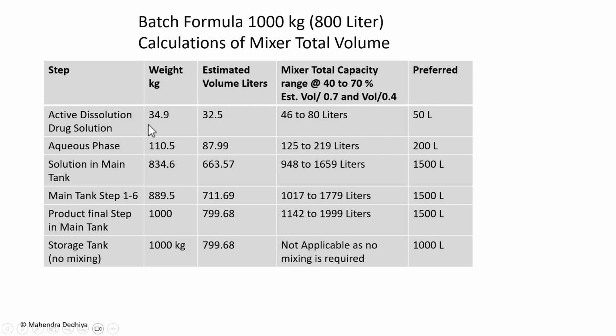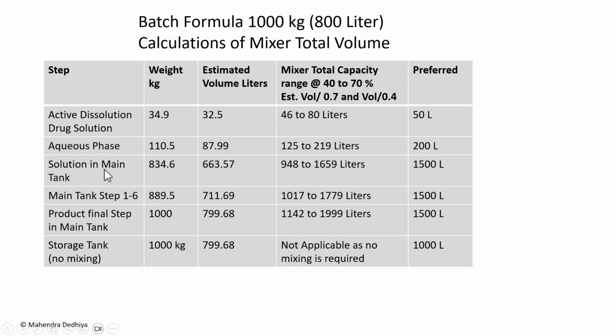Weight at active dissolution is 34.9 kilos. Estimated volume is 32.5. So the total capacity can range from 46 to 80 liters based on 70% or 40%. The preferred range will depend on the manufacturing site, and 50 liter would be reasonable. Aqueous phase, 110 kilos. Volume is estimated to be 87.99. Total capacity of mixer is 125 to 219 liters. Preferred would be 200 liter total capacity of a mixer.